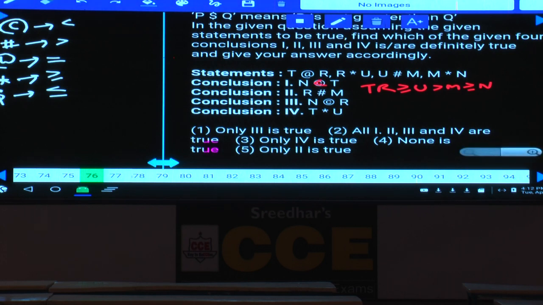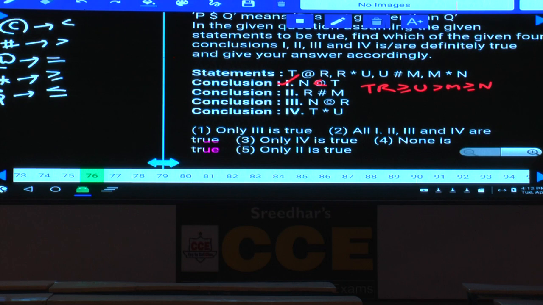N is lesser than T. Now T is here, N is here. Between T and N, which symbol is common here? Only greater than is common. T greater than N is true, and N lesser than T is also true. Then coming to the second conclusion, R hash, R greater than M. R is here and M is here; between these two letters, R greater than M is also true.